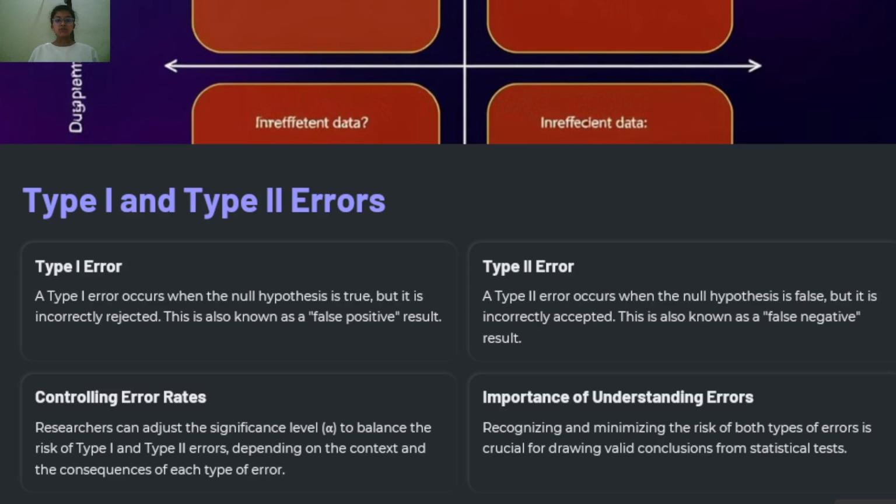Next we have type 1 and type 2 errors. Type 1 error occurs when the null hypothesis is true but it is incorrectly rejected. This is also known as a false positive result. Whereas type 2 error is when the null hypothesis is false but it is incorrectly accepted. This is also known as a false negative result. Controlling error rates: researchers can adjust the significance level, denoted by alpha, to balance the risk of type 1 and type 2 errors depending on the context and the consequences of each type of error. Next we have importance of understanding errors. Recognizing and minimizing the risk of both types of errors is crucial for drawing valid conclusions from the statistical test.